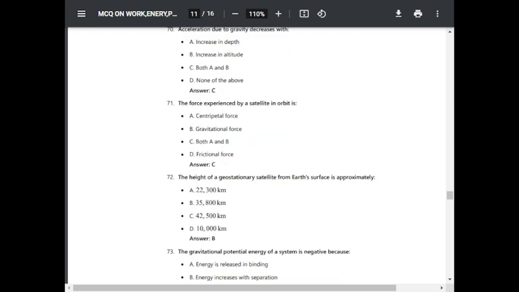Question number 71. The force experienced by a satellite in an orbit is: option A, centripetal force; option B, gravitational force; option C, both A and B. The correct answer is C, both A and B. Hence, option C is correct. Question number 72. The height of a geostationary satellite from Earth's surface is approximately.